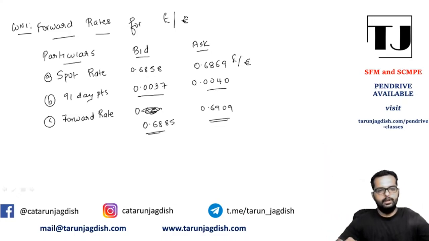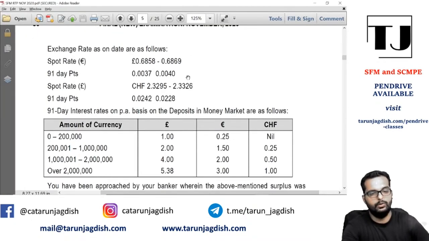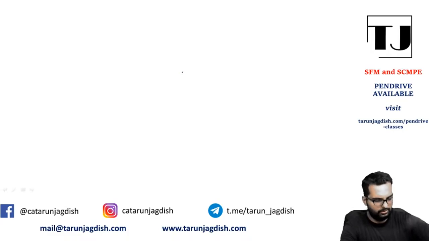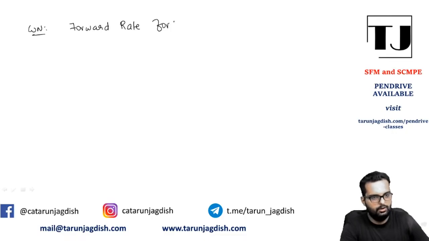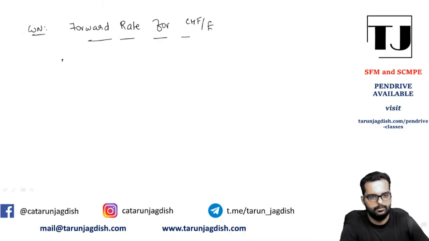Alright friends, have you put up till here? And I believe you are doing the next one also. Next one is in descending order. So we have to deduct. I'll write down the next working note heading. Forward rate for CHF per sterling. Particulars, bid, ask.